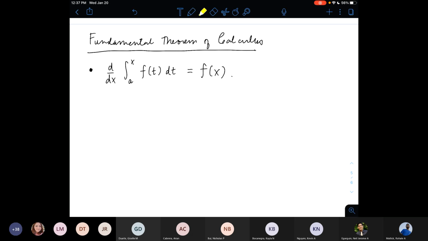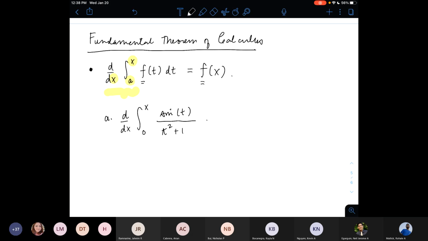Now, what are the requirements for the first part of the fundamental theorem to be applicable to a certain problem? Check the lower bound of integration. The lower bound should always be a constant. Next, the upper bound should be a variable or a function. If that variable matches the variable of differentiation, then these two operators will simply cancel each other out, leaving us with the integrand, the input function little f, as our answer, but evaluated at the upper variable. An example is if we want to find the derivative of the integral from 0 to x of sine t over t squared plus 1 dt.